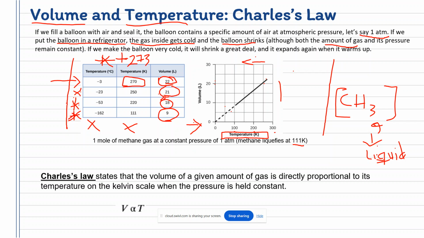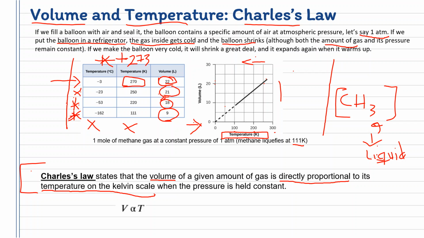And that's what a very great scientist called Charles studied, so this law was named after him. He came up with this law saying that the volume of a given amount of gas is directly proportional to its temperature. And he wanted us to keep the temperature on the Kelvin scale. Why? Because on the Kelvin scale, we don't have to deal with negatives. That's the whole reason why.